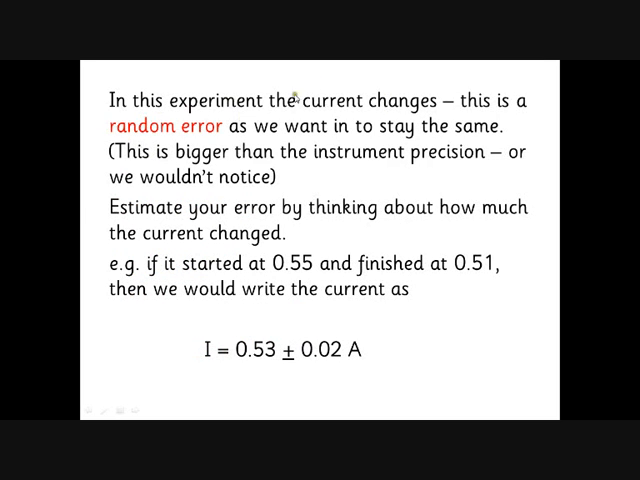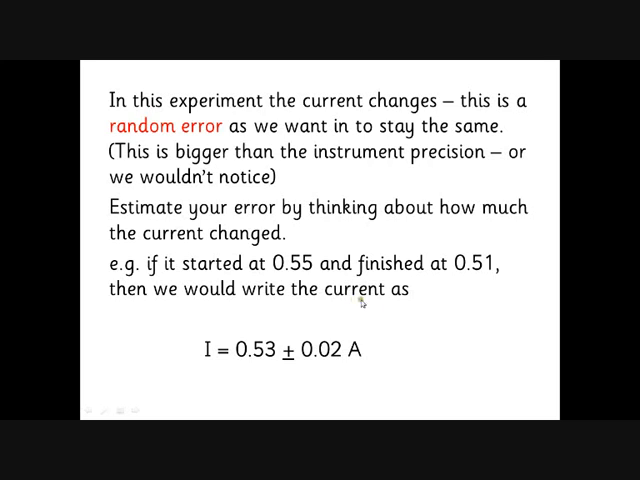So think about the uncertainties you've got. Well, the current will probably change in this experiment. So this is a random error. We'd like it to stay the same throughout the experiment, okay, but it probably won't. And you notice it's changing because not only is it changing a little bit, but it's changing more than the instrument precision. So, for example, you might do this experiment and start at 0.55 amps and end up at 0.51 amps.